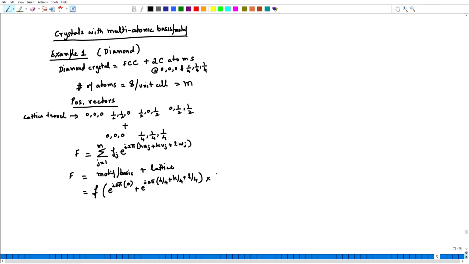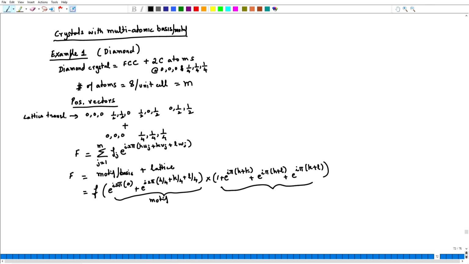Since the lattice points are 0, 0, 0, half, half, 0, half, 0, half, 0, half, half, I already know what is going to be for this: the first term would be 1, the second term would be e to the power i pi (h + k), plus e to the power i pi (h + l), plus e to the power i pi (k + l). So, now looking at this expression, suppose I were to multiply the two terms, this representing the motif and this representing the lattice.